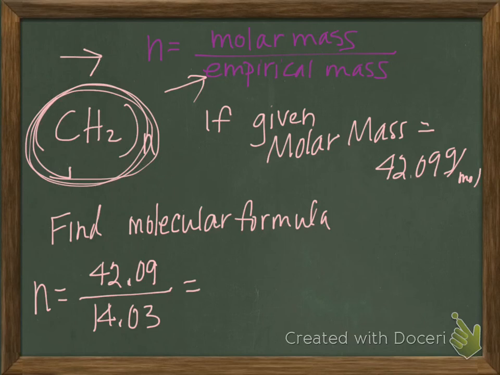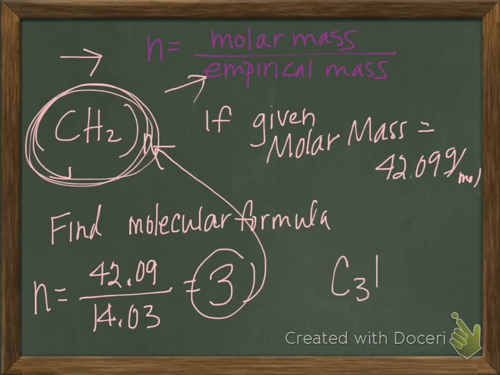And what does that come out to be? 3. So now we take this 3 and we substitute it in for that n. And remember, if you got something on the outside, you multiply everything on the inside. So the molecular formula would be what? C3H6. C3H6, and that's how you do that.